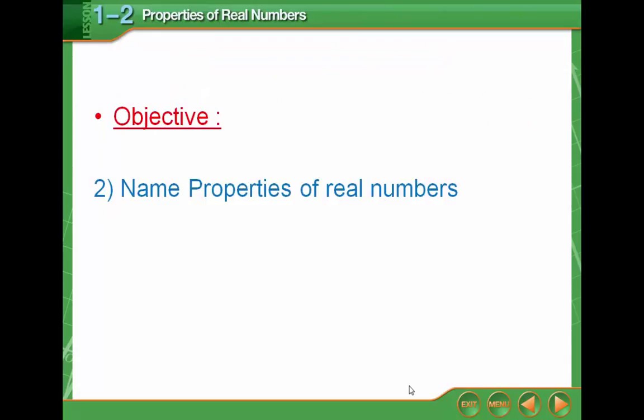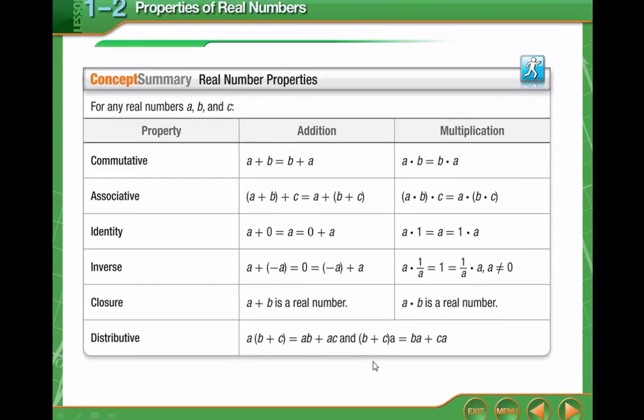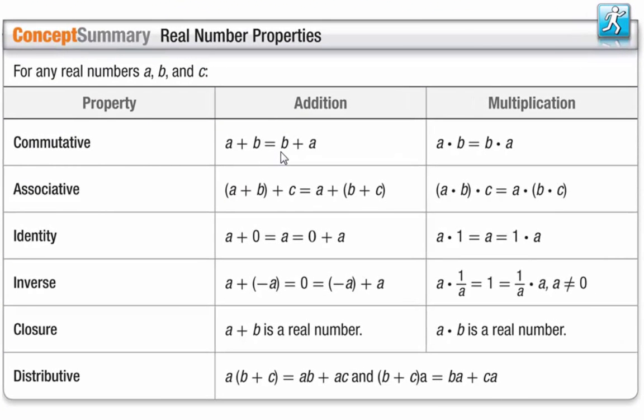The second part of this lesson is to name properties of real numbers. Now, addition and multiplication have some common properties, such as commutative, where a plus b equals b plus a, as you can say, like 2 plus 3 equals 3 plus 2, or as in multiplication, 2 times 3 is 3 times 2.